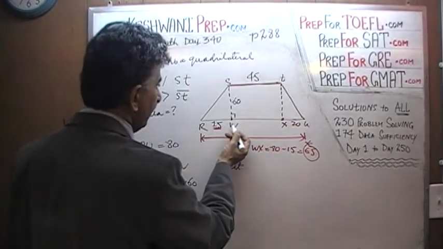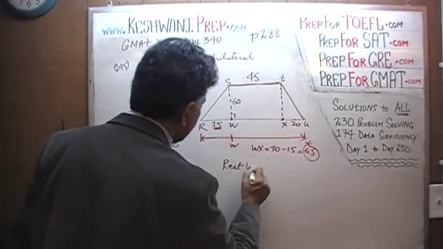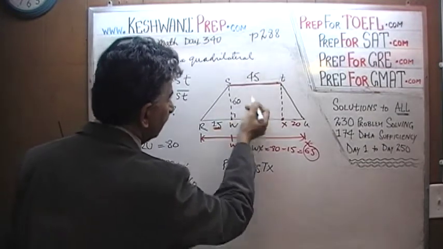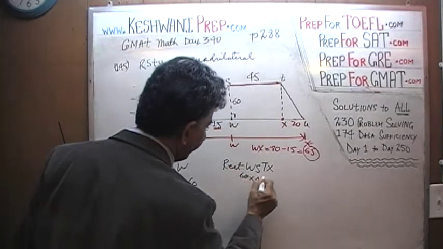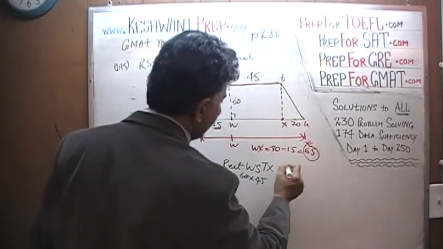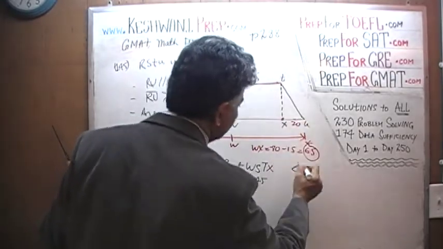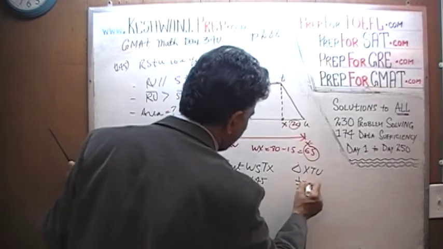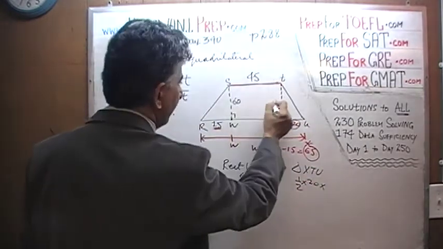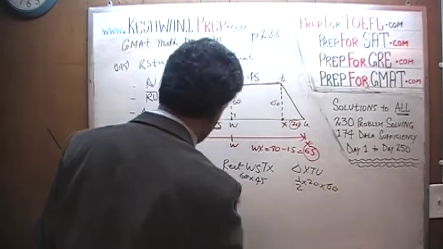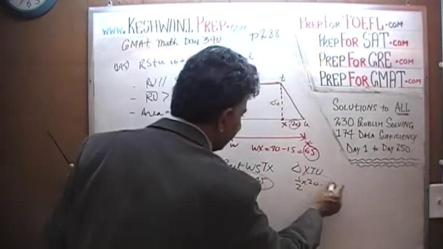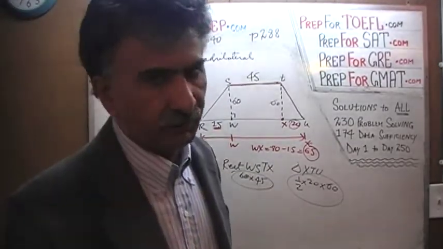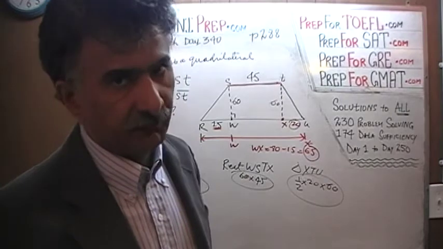The rectangle that we're talking about is WSTX. And the area of this is simply 60 by 45. And finally, the area of the triangle XTU is 1/2 base, which we just found out is 20, and the height is the same as this one, which is 60. So we have all the information that we need. It's just a matter of doing it out, which we're not going to do. The point here is we do have sufficient data to figure out the area if we wanted to.